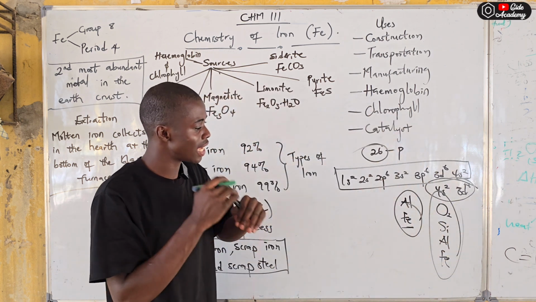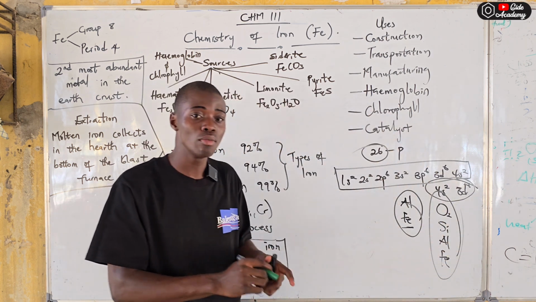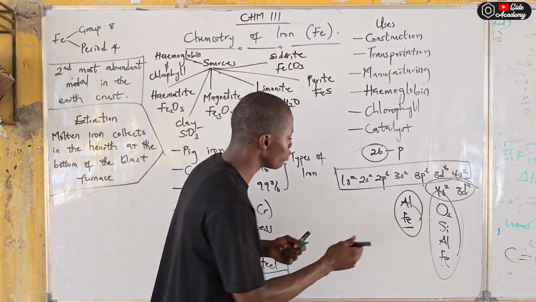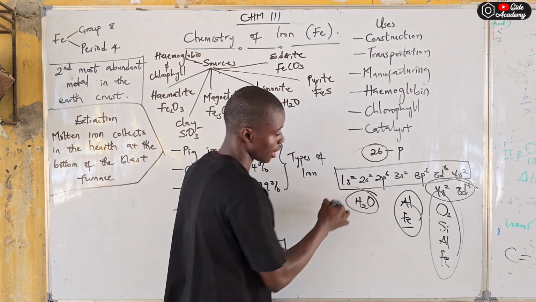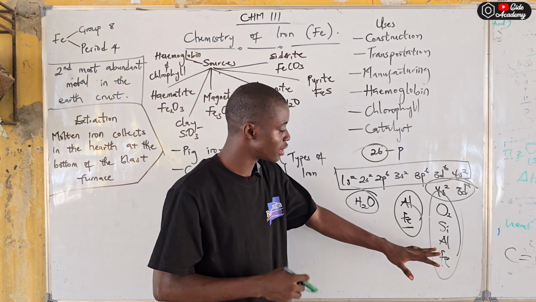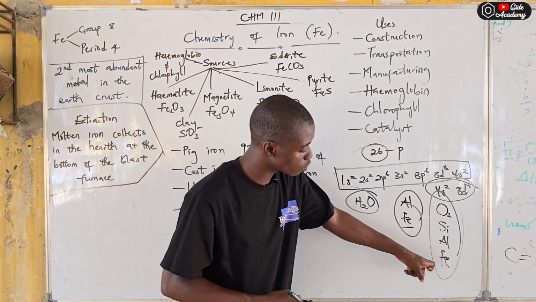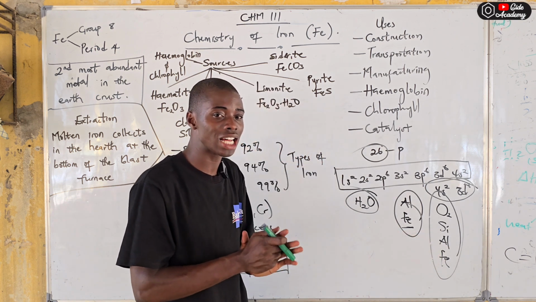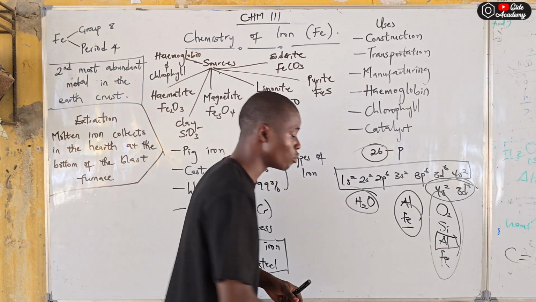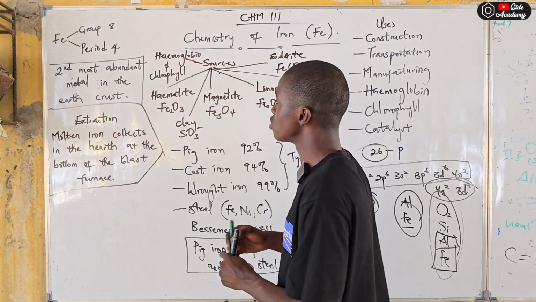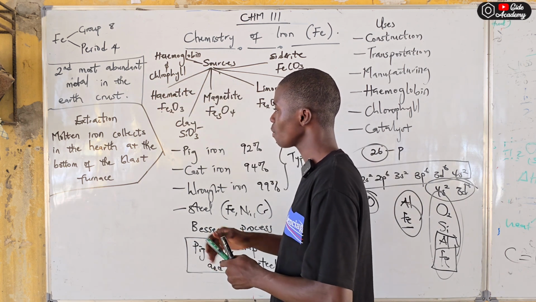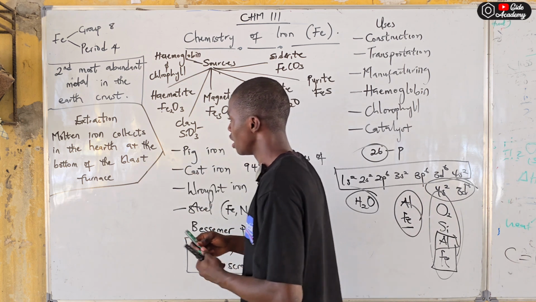The most abundant element is oxygen. The most abundant substance is water. The second most abundant element is silicon. The third most is aluminium. The fourth most is iron. But the most abundant metal, as long as it's a metal, is aluminium, while the second most is iron. So please take note. Iron is the second most abundant metal in the earth crust. And how do we extract iron?